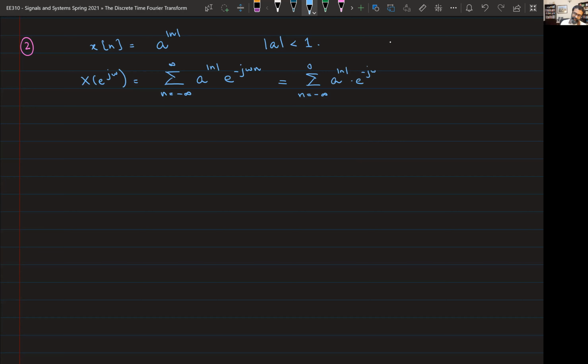And the reason why I do that is because the behavior of the absolute value is different when n is positive and different when n is negative. This is a to the absolute n. It is minus j omega n. One thing I do want to point out is that we get rid of the absolute value, बिल्कुल करता हूँ, but I'm going to do it stepwise.